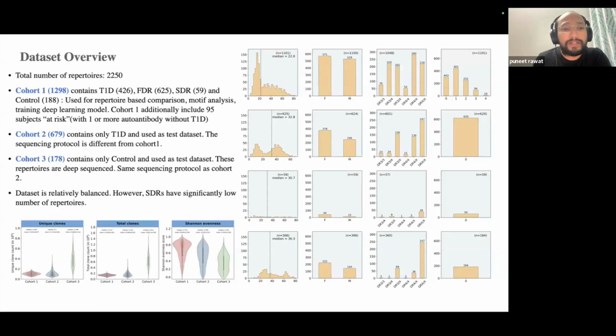We have divided our data set into 3 different cohorts, mainly because of the different chemistries we got from Adaptive. So we have to classify different groups. Cohorts 1, 2, and 3 are the different chemistries. Cohort 1 contains all of the clinical groups: we have type 1 diabetic, their first degree relatives, second degree relatives, and also controls. Cohort 2 only has the type 1 diabetes patients, and these are shallow sequenced, same as cohort 1. But cohort 3 is deep sequenced, as you can see for the unique clone count, and it only contains the controls.